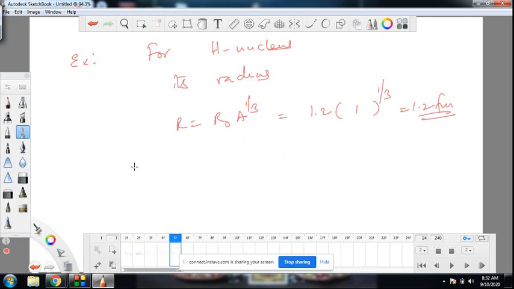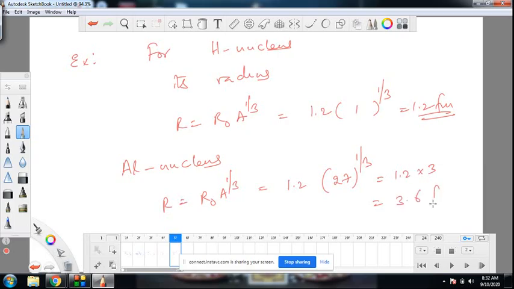Same thing, if I take the aluminium nucleus, its radius is given by R naught A power 1 by 3, that is 1.2 into the mass number for aluminium, which is 27, power 1 by 3, so 1.2 into 3, that is 3.6 Fermi. So you see the radius of the aluminium nucleus is more compared to that of the hydrogen nucleus. This is logical because in aluminium there are more nucleons, so the size of that nucleus is going to be more. So this relation is very important.